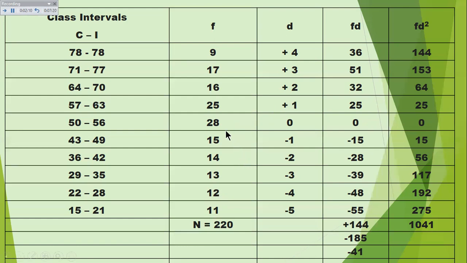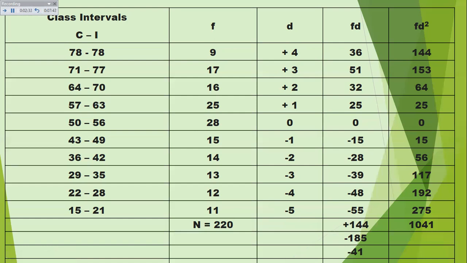But this group 43 to 49 is less than 50 to 56. Hence, its D should be -1. And another group's D should be -2, -3, -4, -5, and so on. Okay.